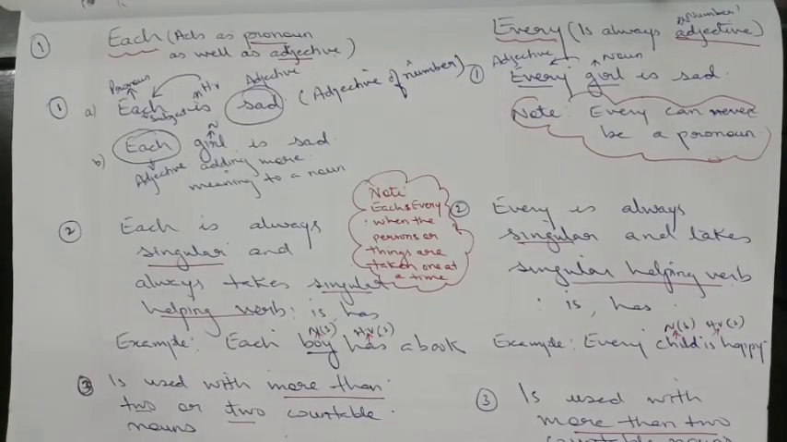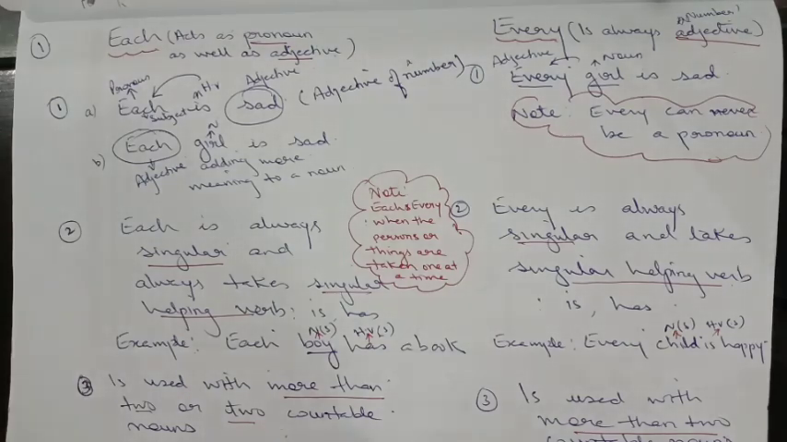Now see the next one. It's very important. Each and every. First of all, just see the difference between each and every. Each acts as a pronoun as well as an adjective, whereas every is always an adjective. You can never use every as a pronoun. Right? Every can never be a pronoun, and each acts as both a pronoun and an adjective.